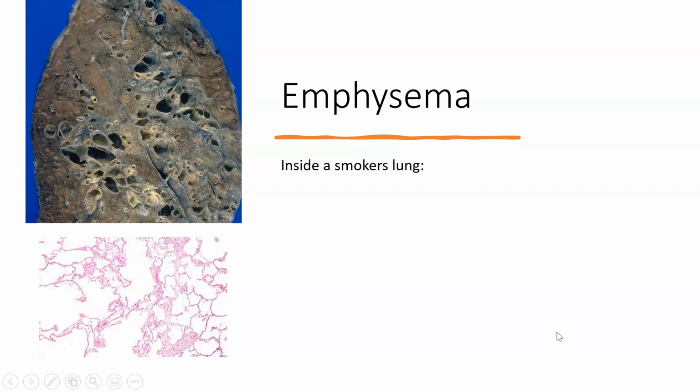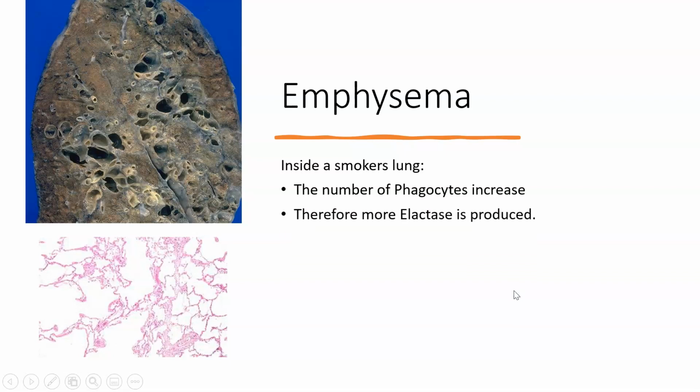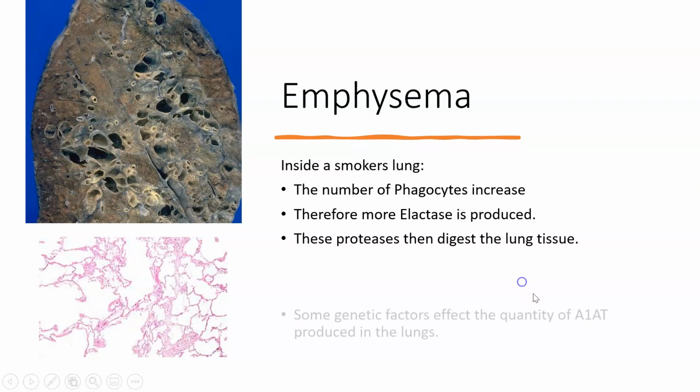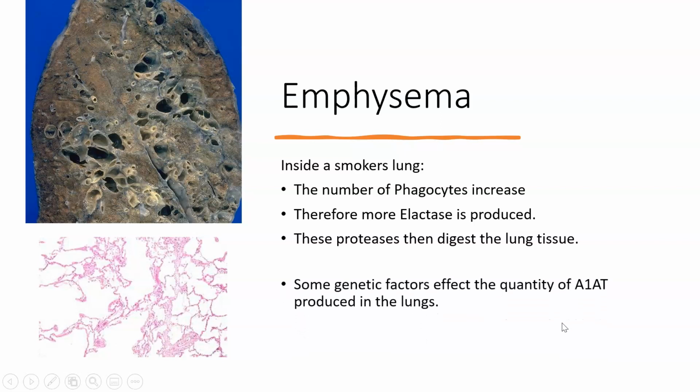Inside a smoker's lung, the number of phagocytes increases. Therefore, we've got more elastase being produced. These elastase, so these proteases, then digest the lung tissue. So that's what makes those alveolar sacs increase, because it's breaking down the walls between them.